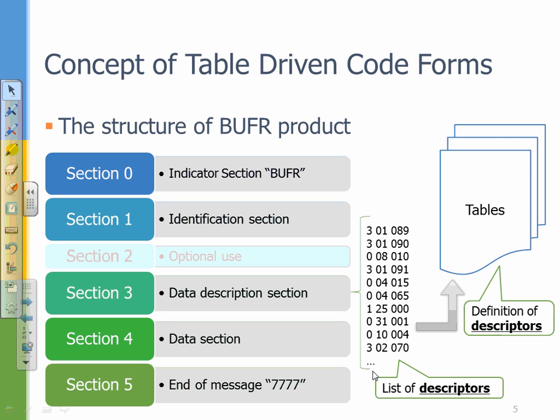This is called the list of descriptors. Descriptors is one of the keywords here. And how do we know what these descriptors mean? Then we need to go to the tables. These tables are all included in the Manual on Codes, and the tables are basically definitions of descriptors. So by referring to these tables in the manual, you would know which descriptor means what. In this example, if I remember correctly, 301089 means a national station identifier. This is actually a set of descriptors, but you don't need to understand this. All these descriptors have a specific meaning, and you'd know what they are from the tables. So this is the concept of table-driven code forms.